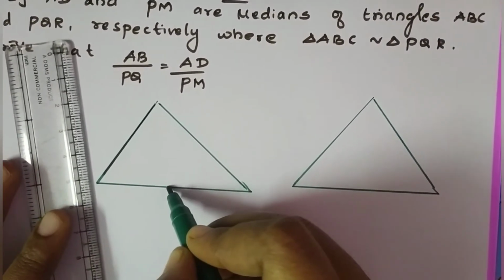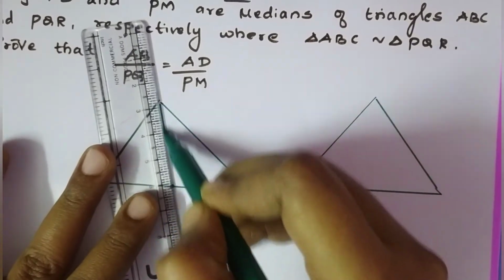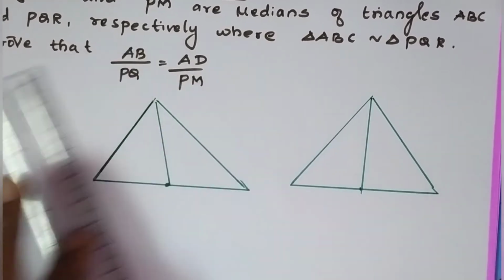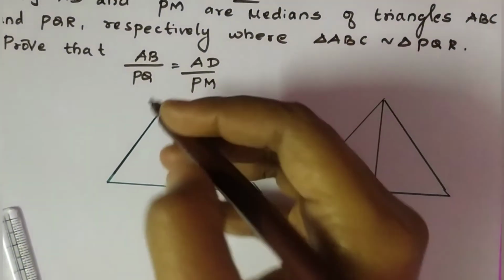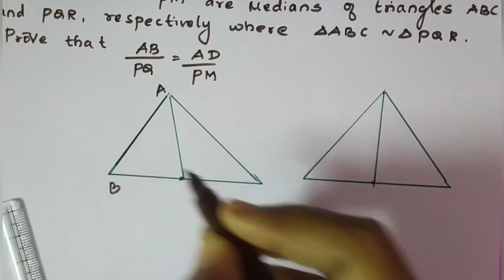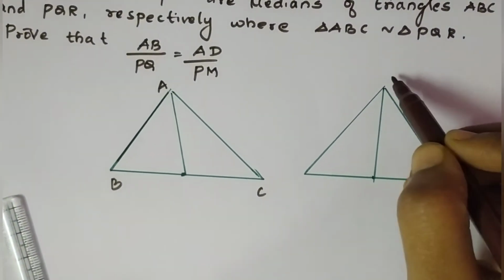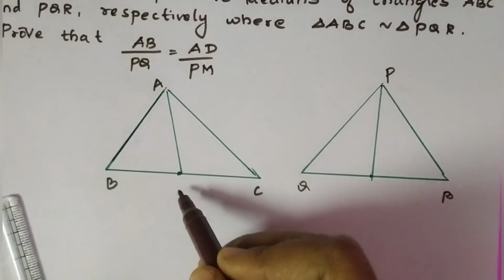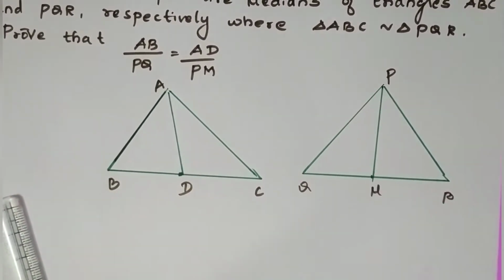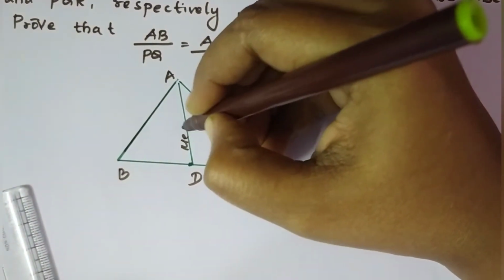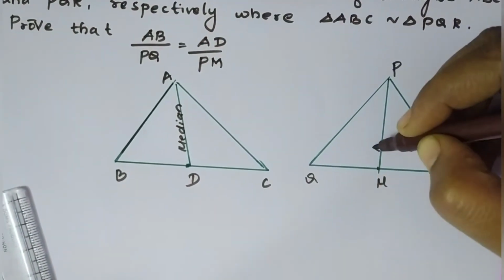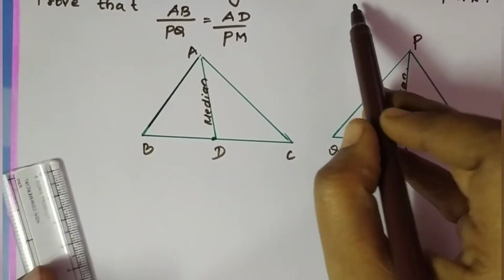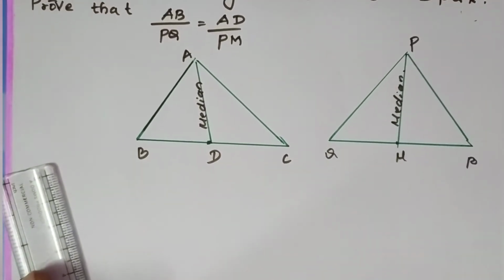Okay, this is the midpoint, median, so mark this as A, B, C, and then here P, Q, R. AD is the median and here PM is the median. Clear? And then they said that the two triangles are similar.